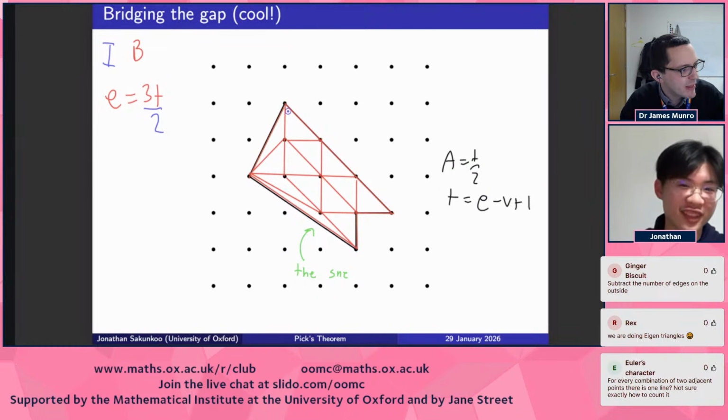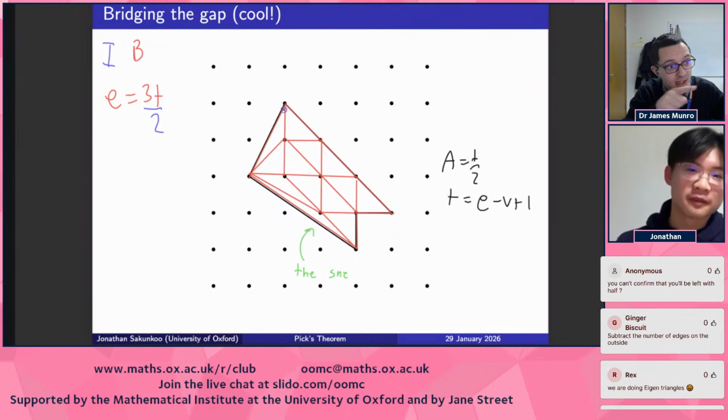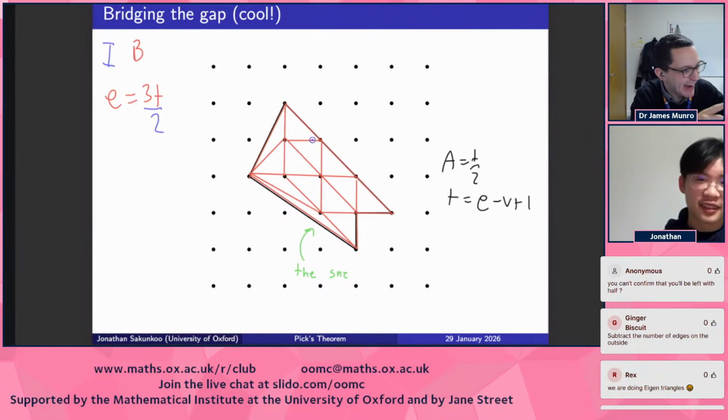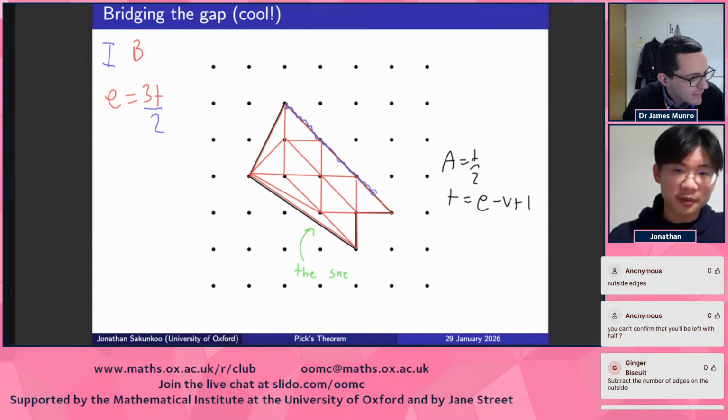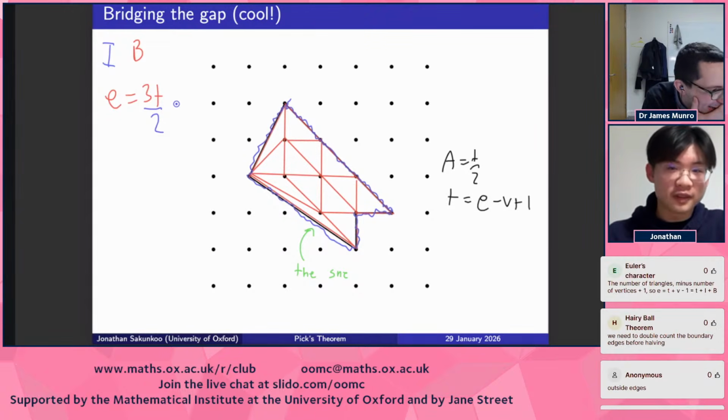Ginger Biscuit's halfway there. Ginger Biscuit in chat says subtract the number of edges on the outside. They've spotted that it's the crispy outside ones that I made you draw in, but how many of those are there? Exactly. So there's something interesting going on with the outside ones. Harry Ball Theorem says we need to double count the boundary edges before halving. So you want to add the boundary ones. Yeah, sure.